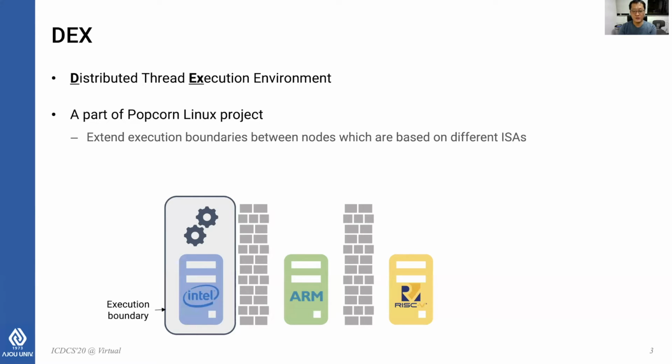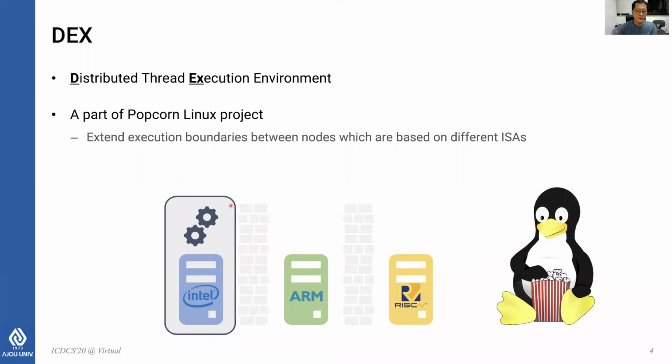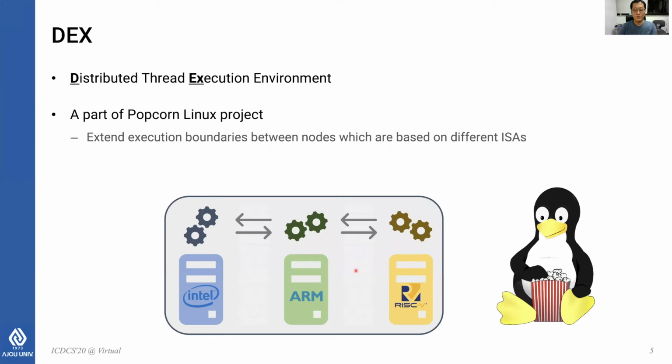DEX is short for Distributed Thread Execution Environment and started as a part of the Popcorn Linux project. Currently, processes are bounded in the single machine boundary as shown in this figure. Popcorn Linux is to break the wall between machines and to allow processes to span the execution boundary over multiple machines based on different ISAs. To realize this idea, we split the project into two parts, which are DEX and Popcorn Compiler. DEX, previously called Popcorn Kernel, takes the role of extending the execution boundaries, whereas Popcorn Compiler handles the challenges in running applications in a heterogeneous ISA environment.